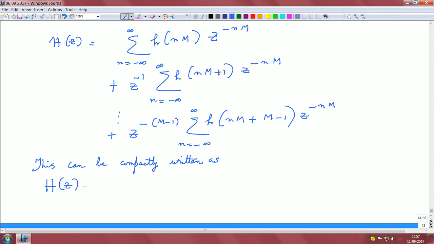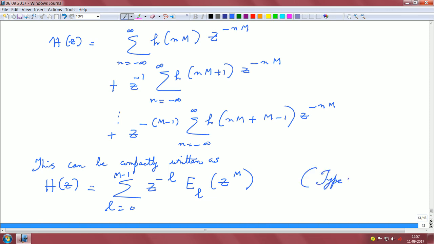h of z is sum L equals 0 to m minus 1 of delay z power minus L times e suffix L of z power m, and this is basically type 1 polyphase.